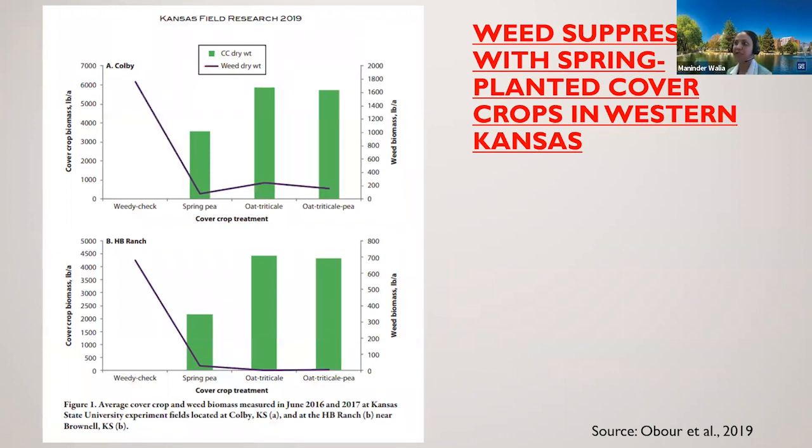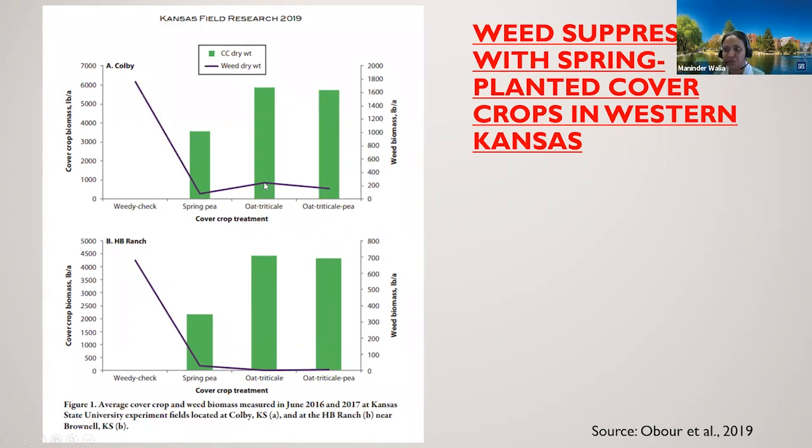This is another one that I thought was interesting to share here. It's in Kansas. They had two sites, Colby and another, HP Ranch, and they had a check, which is fallow. They had a spring pea, oat triticale, and three-species seed mix. After the inclusion of these as cover crops in their system, they found that the weed biomass was about 1,800 pounds per acre when the field was fallow. However, when it was a spring pea, it was less than 100 pounds an acre.